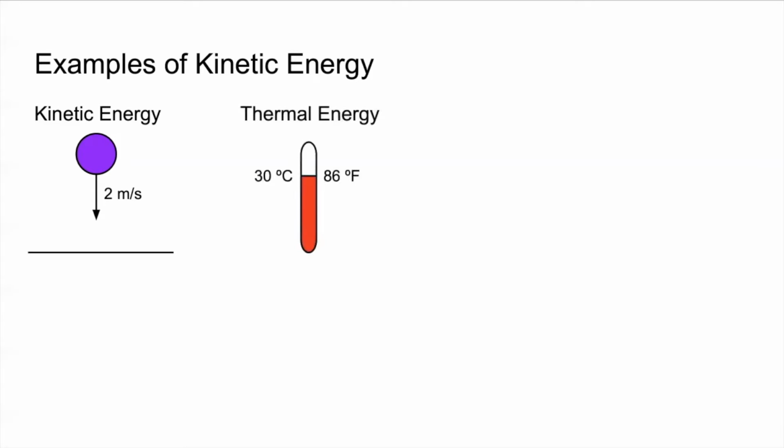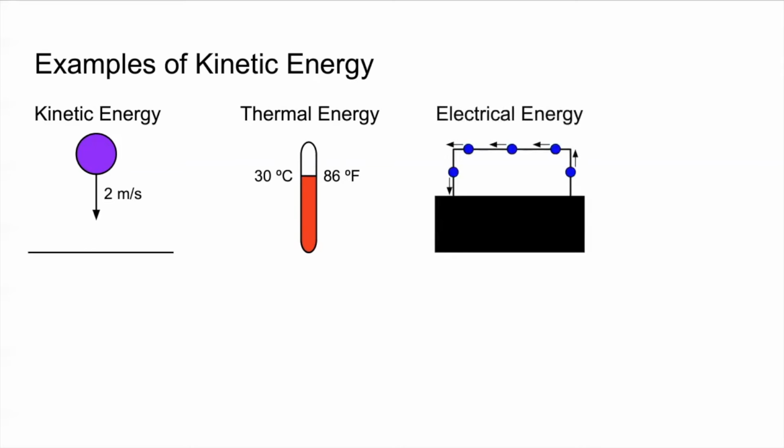Now, some examples of the broad term for kinetic energy are thermal energy, which is the energy of an object due to its temperature. So when an object gets warm, the particles inside it move quicker, and that's basically what thermal energy is. Electrical energy is the movement of electrons. So when a battery is part of a circuit, the electrons move from the negative end of the battery to the positive end, and the movement of those electrons is electrical energy.